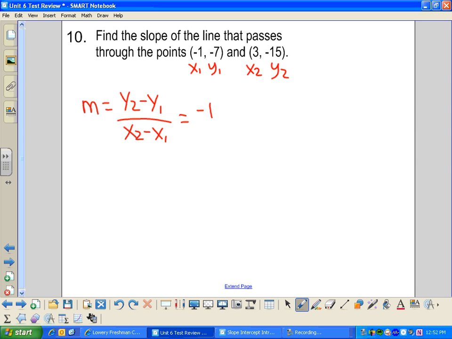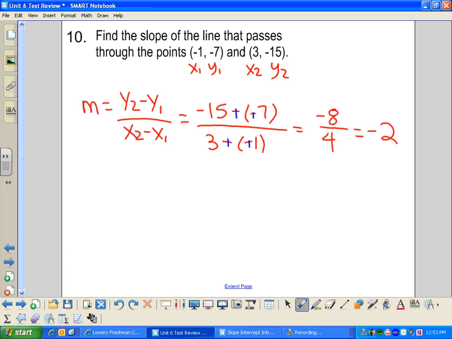y2 is negative 15 minus y1 is negative 7. For x, x2 is 3 minus x1 is negative 1. Well, leave change in that, make my life easier. I end up with negative 8 over 3 plus 1, which is 4, so negative 2. My slope is negative 2.